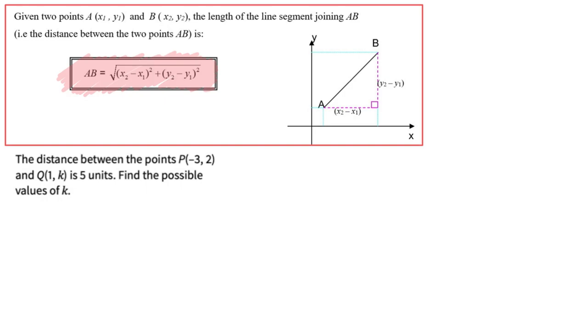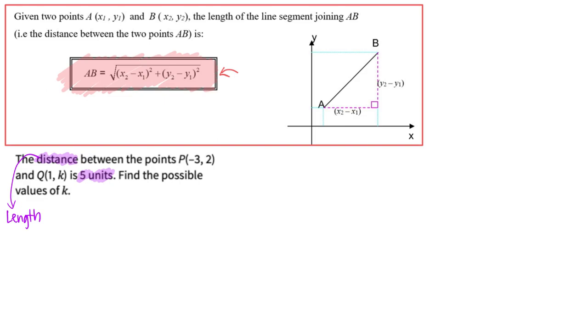we are given 2 points P and Q, and we are given the distance, which also is another word for length. So I repeat, distance is the same thing as length. Okay, and therefore we are able to make use of this formula to help us in our solving of this problem now. Alright, since we are given the length 5 units, we are also given the 2 points.